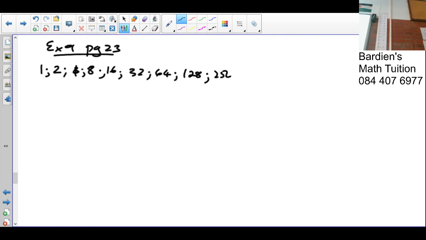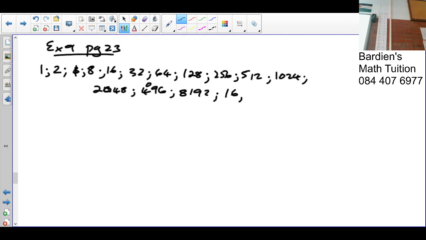128, 256, 512, 1024, 2048, 4096, 8192, 16,384. Yes? 32,768. Can you see what happens? This exponential growth in this.